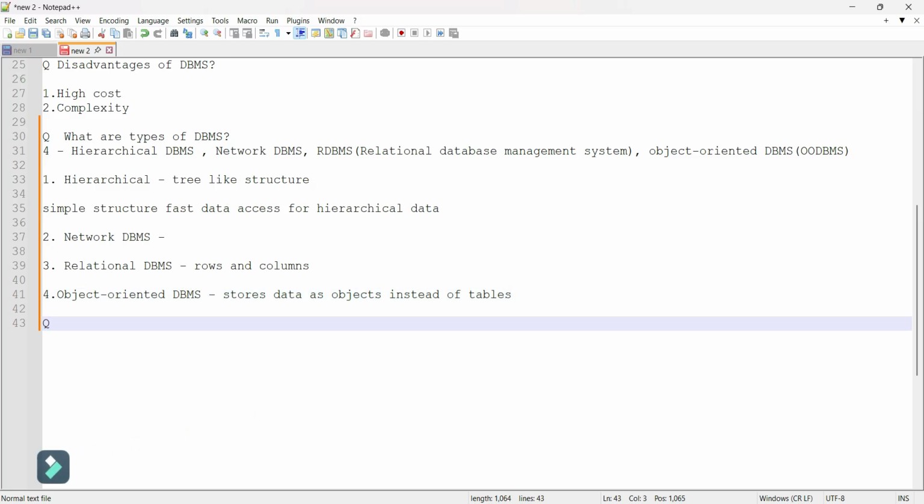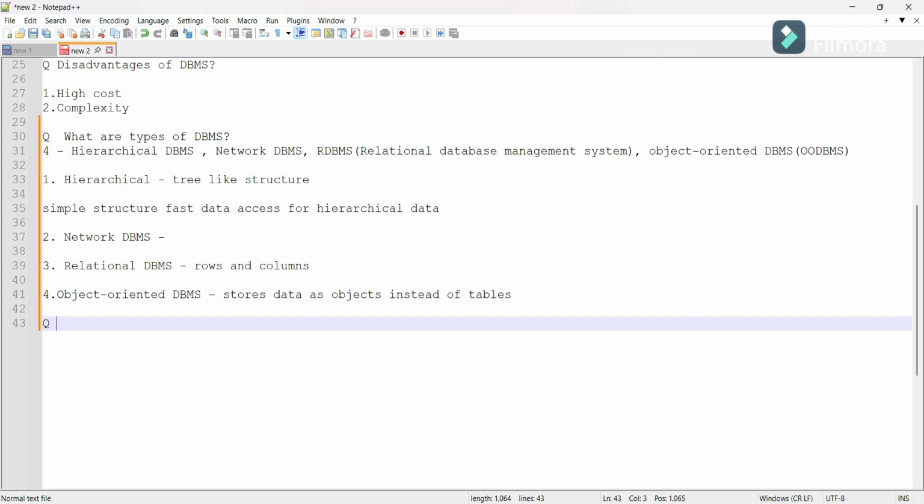First question: which type of DBMS is most commonly used? As discussed, relational DBMS is most commonly used because it stores data in tables in the form of rows and columns, it supports SQL and provides high security, and it also efficiently handles large amounts of data.